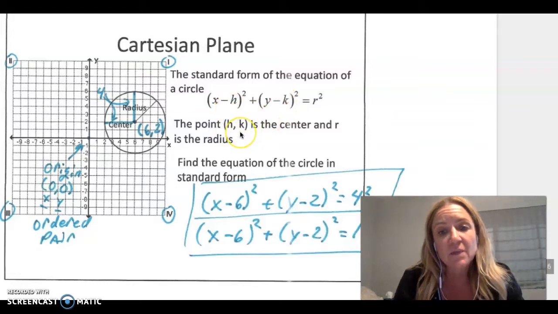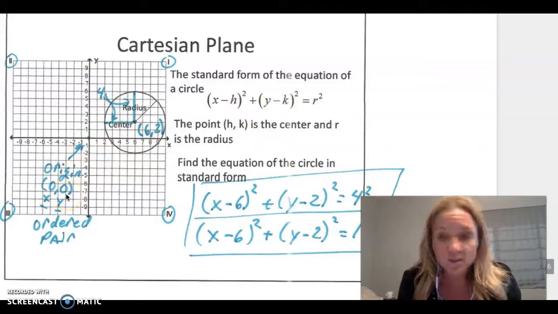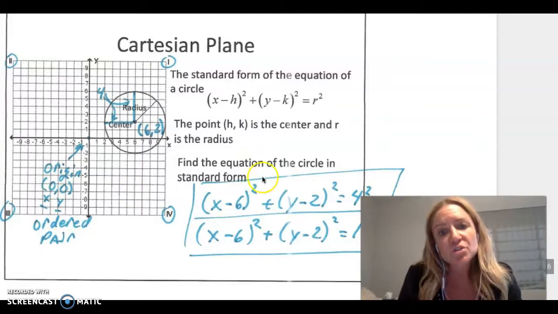That h and the k are going to make up the center of your circle. There's no number here for your h or your k. That just means that it's at the origin and you had a 0 and a 0. Okay, but usually you're going to have numbers.